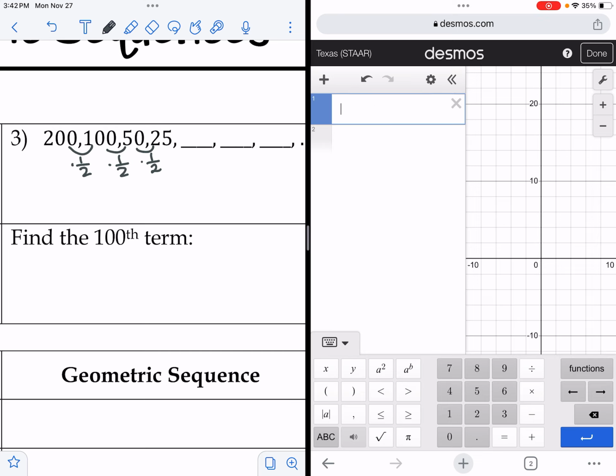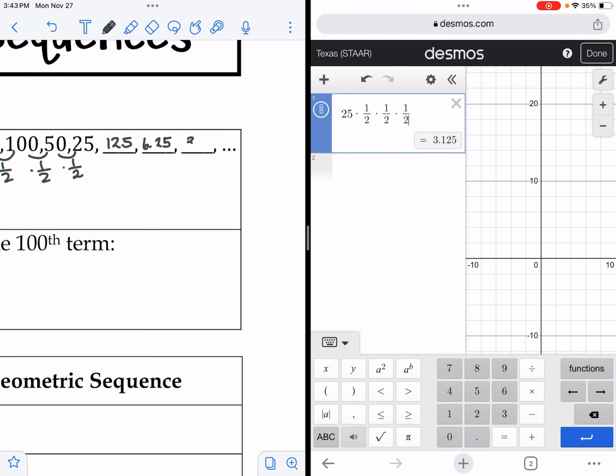Okay, and so we can continue the pattern by continuing to multiply by 1/2. We'd get 12.5, 6.25, and then 3.125.